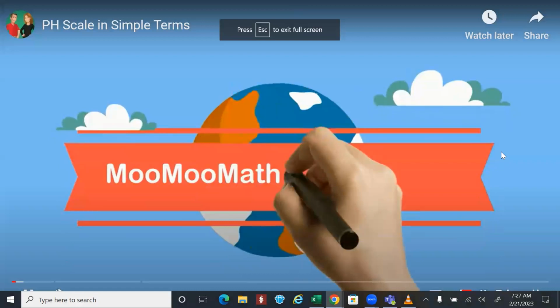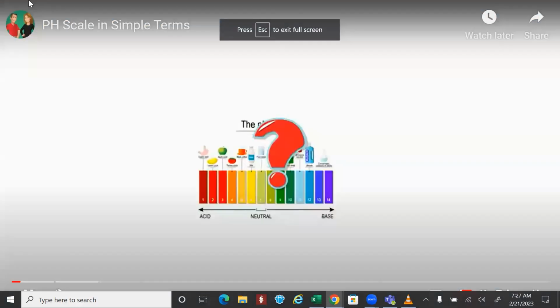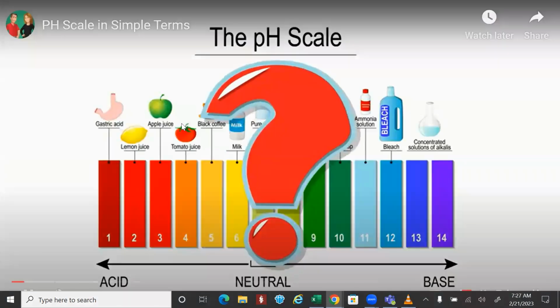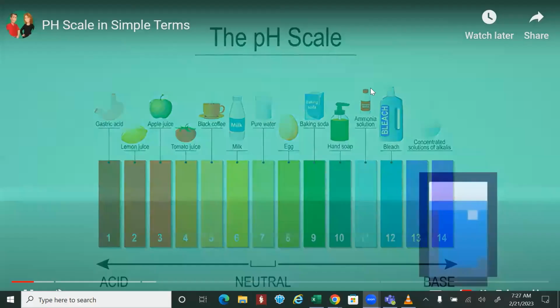Welcome to the math and science of pH. What is pH? Let's start with what it stands for.